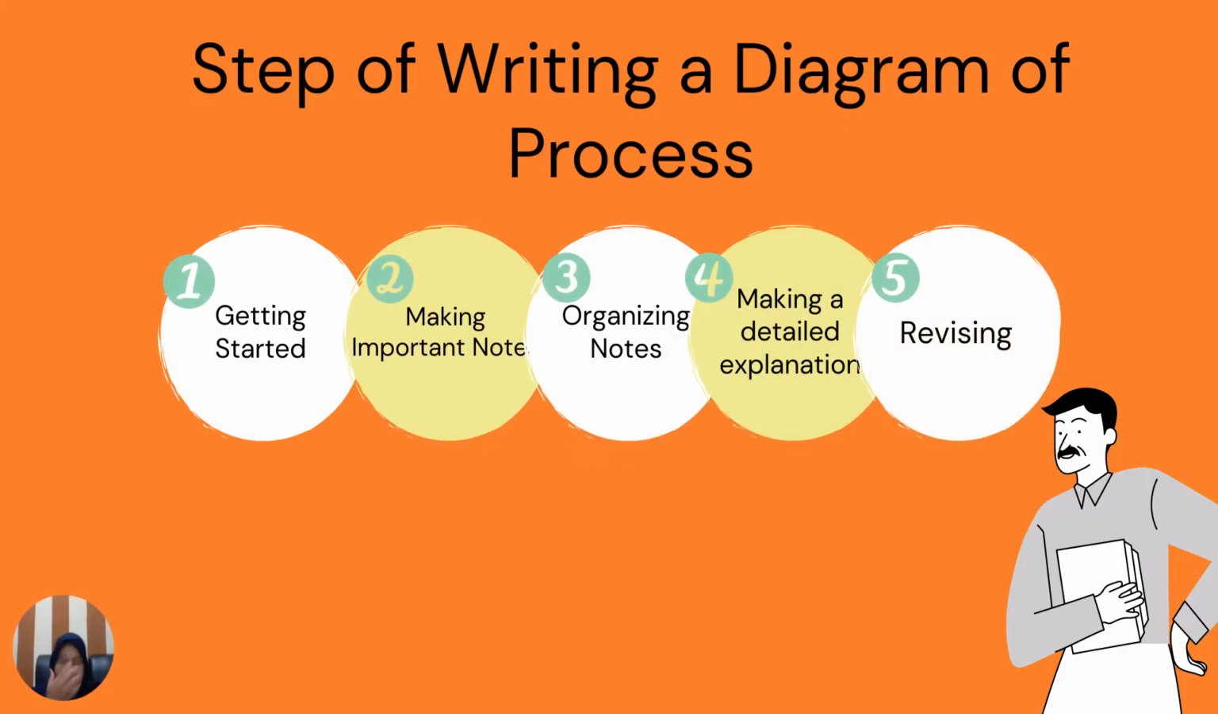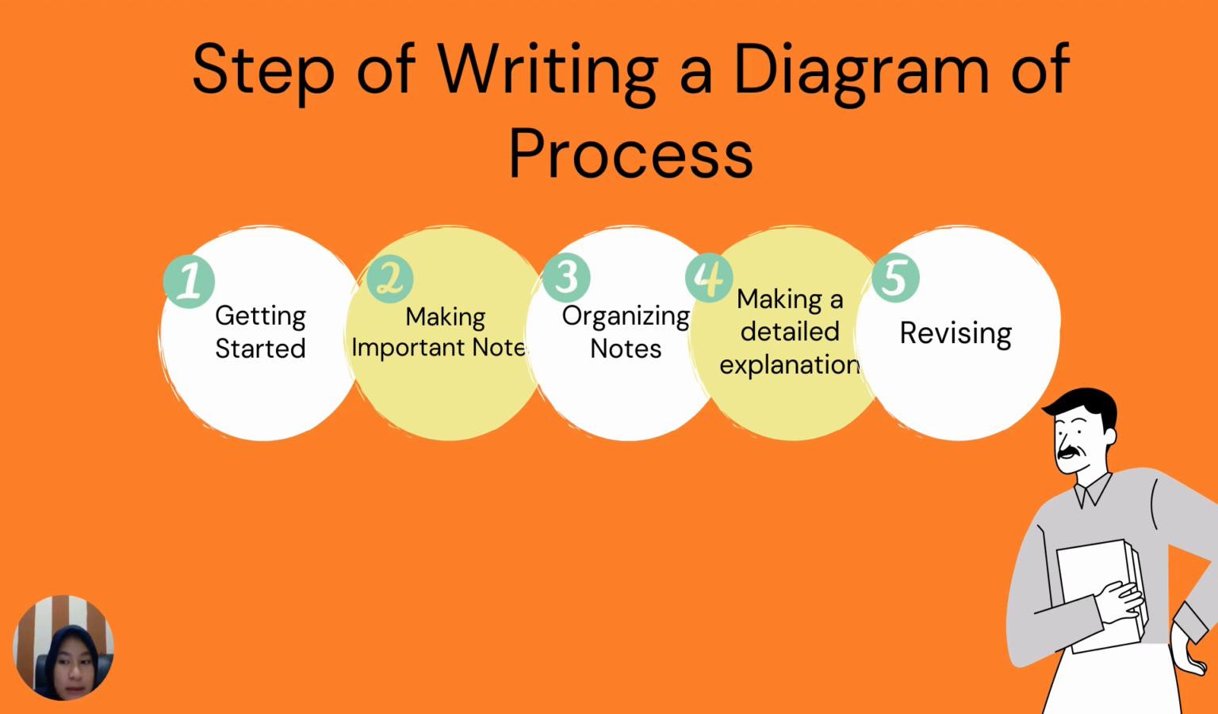In this slide, it explains to us the steps of writing a diagram of process. First is getting started. Before getting started, we must decide how many processes or events you want to write about. A more complicated event or process of course requires a longer explanation. Choose a topic that is more canonical in accordance with the length of your writing.